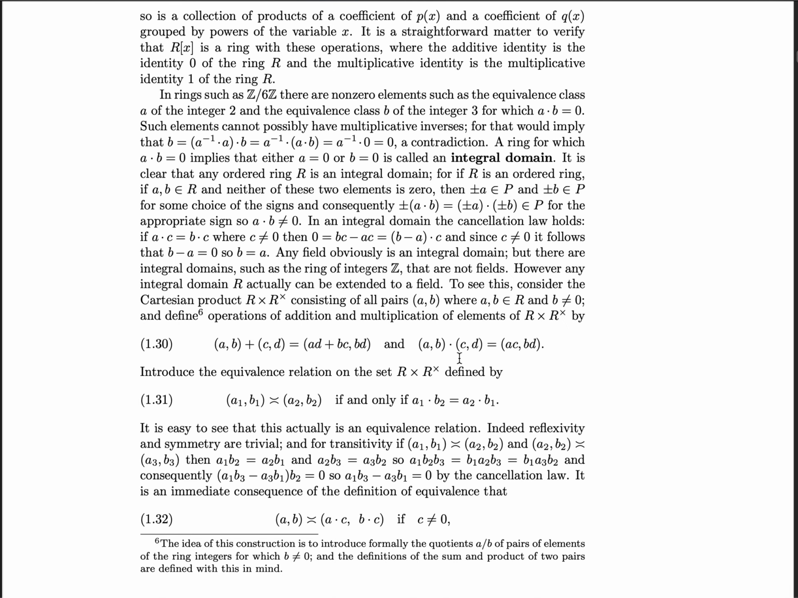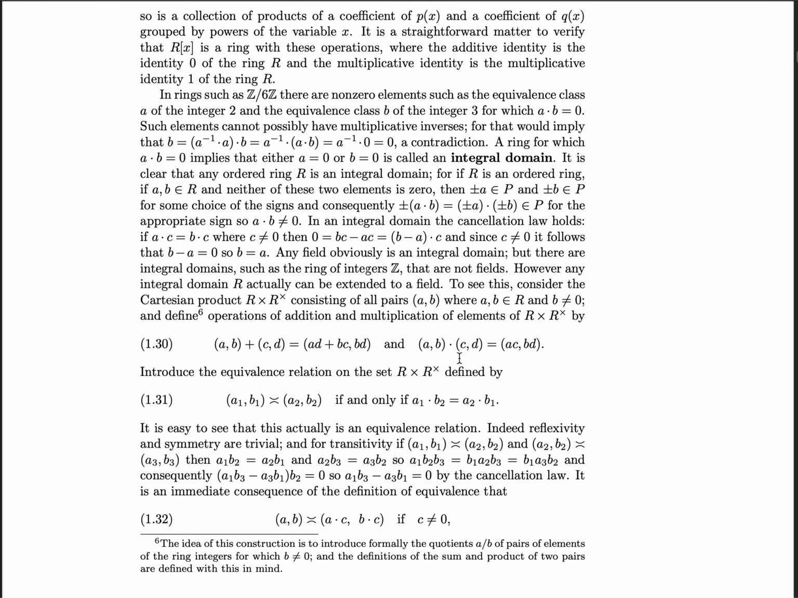You can check that any ordered ring R is an integral domain, because if R is an ordered ring, then if a and b are in R and neither of those is 0, then either a is in P or the inverse of a is in P, the positive elements of R, and either b is in the positive elements or negative b is in the positive elements. Therefore, for some choice of signs, the product plus or minus a times plus or minus b must be in the positive elements. Therefore, a times b cannot equal 0.